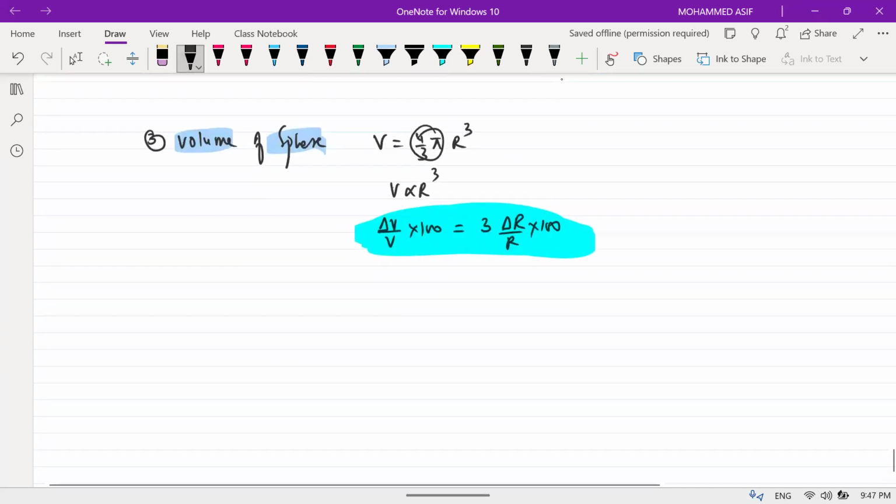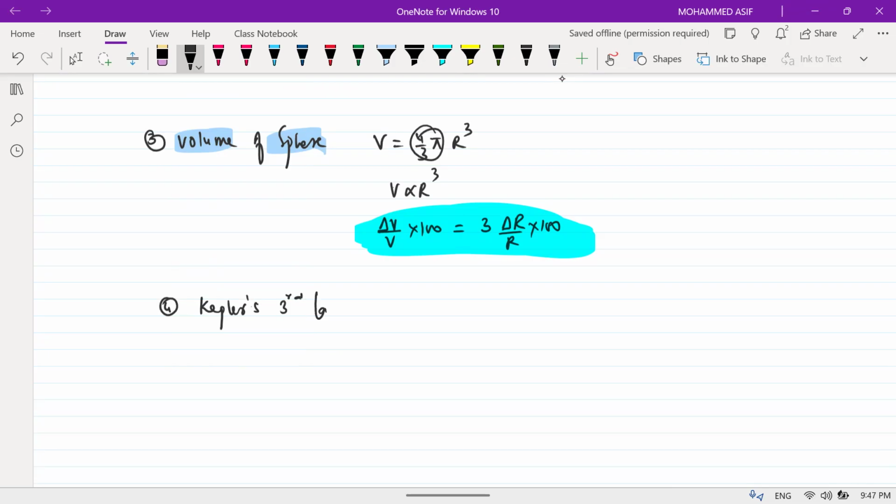One more example. I hope you remember Kepler's third law. Yes, sir. What is Kepler's third law? Square of the time period is directly proportional to R cube. R is right now the mean distance. Value of R is equal to R1 plus R2, semi-major axis and minor axis, divided by 2.